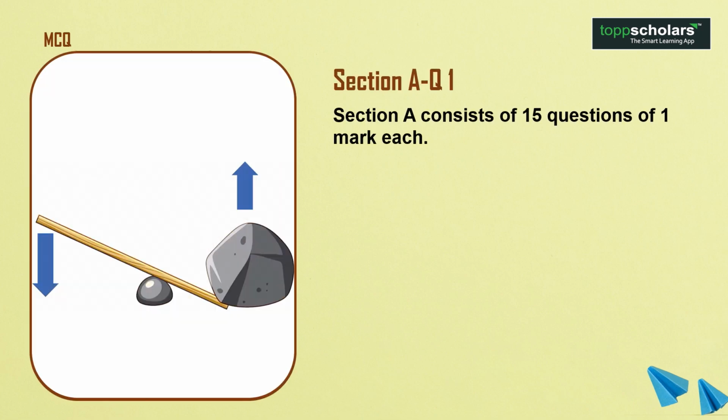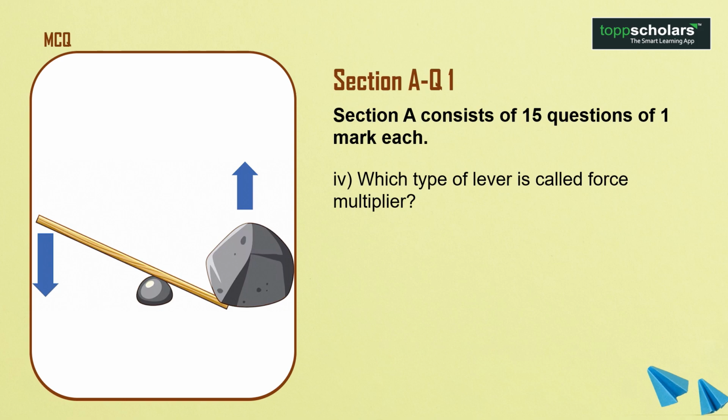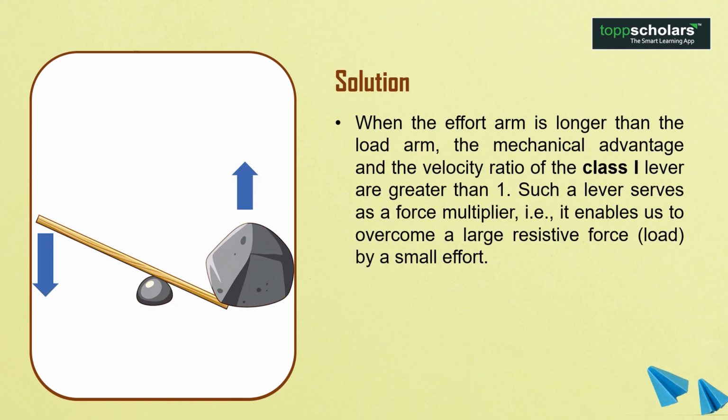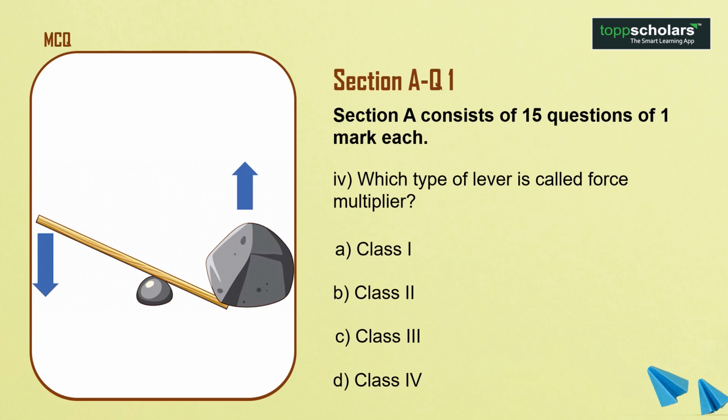Let's have a look at the fourth question. It says, which type of lever is called a force multiplier? Class 1, class 2, class 3 or class 4? Let us see the solution. When the effort arm is longer than the load arm, the mechanical advantage and the velocity ratio of a class 1 lever are greater than 1. Such a lever serves as a force multiplier. That is, it enables us to overcome a large resistive force, that is load, by a small effort. So what is the correct answer? The correct answer is class 1.